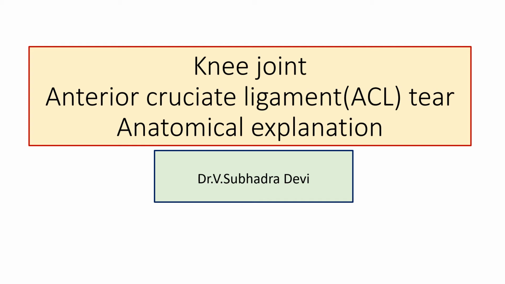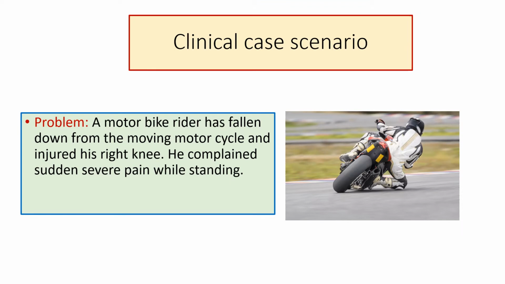Dear students, let us discuss the clinical importance of the knee joint, especially in relation to a tear of the anterior cruciate ligament with anatomical explanation for it. Let us imagine a case scenario.